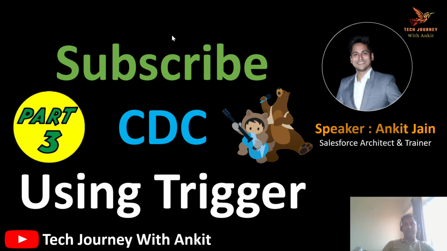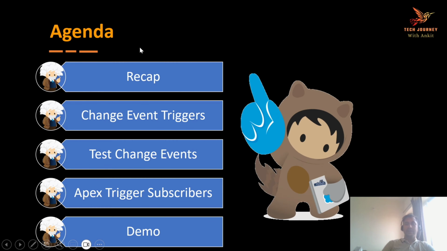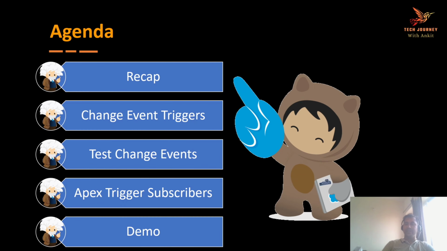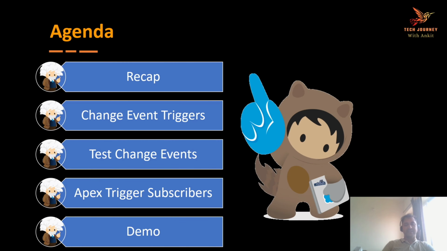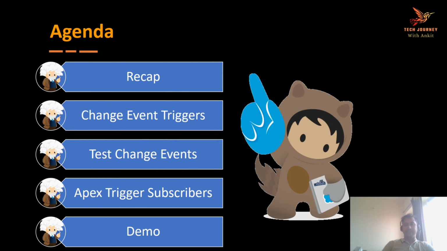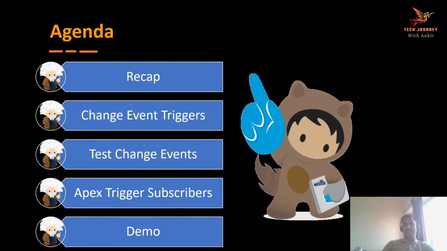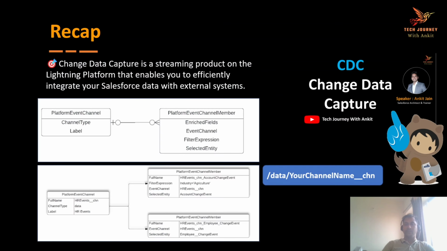So let's start with the agenda for today. First we will discuss the recap of the previous session. Next, we will go over the change data event triggers. Next, we will discuss in detail how you should write the test classes to test the change event triggers. After that, we will see how you can fetch the information of the different subscribers that are subscribed to the change data event. And in the last, we will also do the hands-on. So let's get started with the recap.